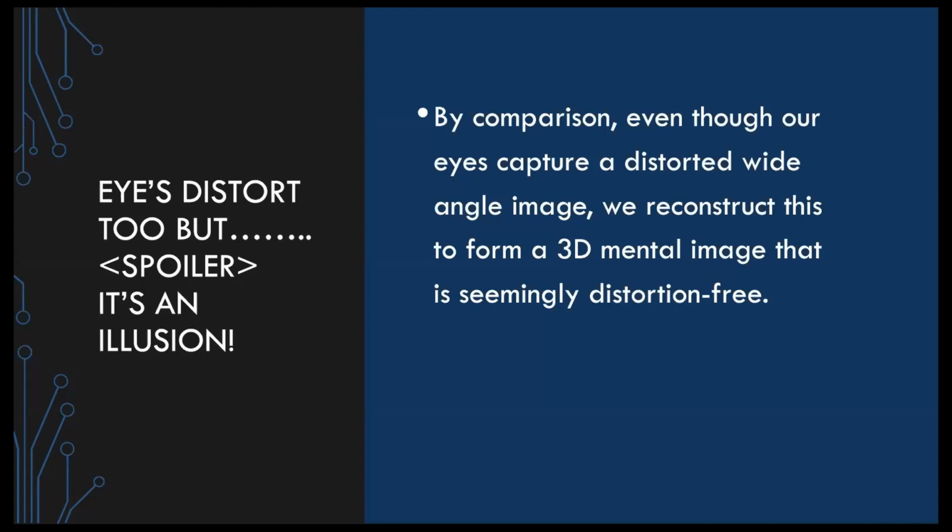Our eyes do it too, but the brain fixes it, right? Our eyes are a little bit wide-ish, but our brain fixes that distortion. Otherwise, if the world was all distorted, we would have issues getting around.